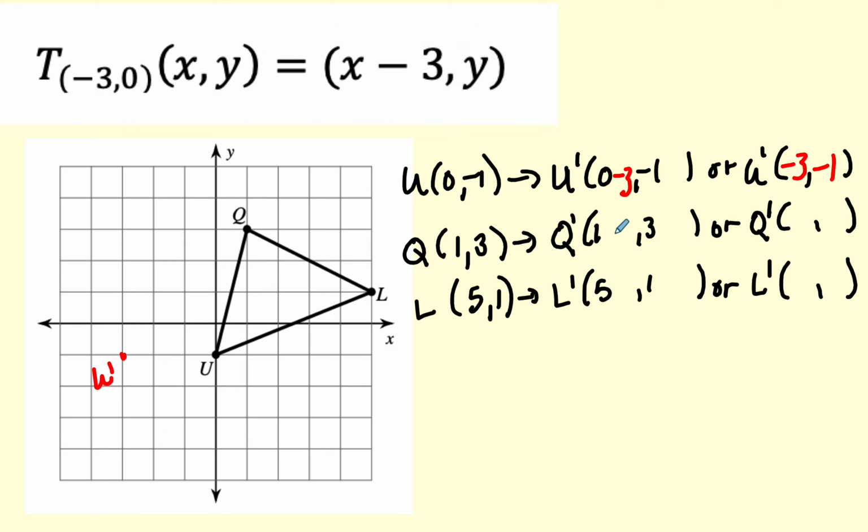And then for Q, again, we're going to subtract 3, and we're not going to do anything to our y coordinate. So that's -2, 3. So we're going to go -2 and then 3. So this will be our Q prime. And then this will be -3, do nothing to your y. So this is 2, 1, 2, 1. This will be L prime. And we'll go ahead and draw it, and we can see that's the translation that has happened.